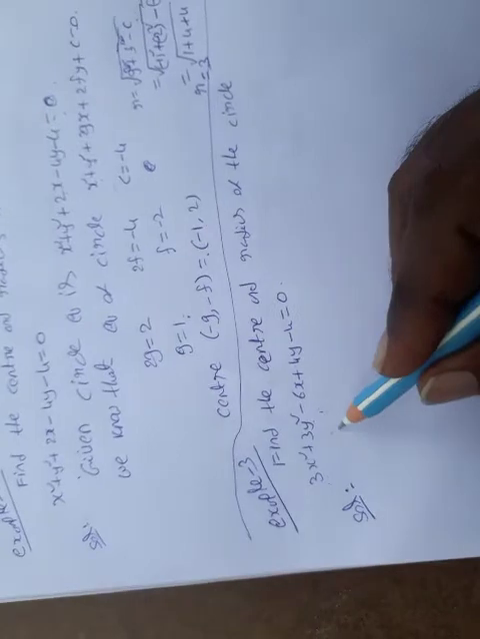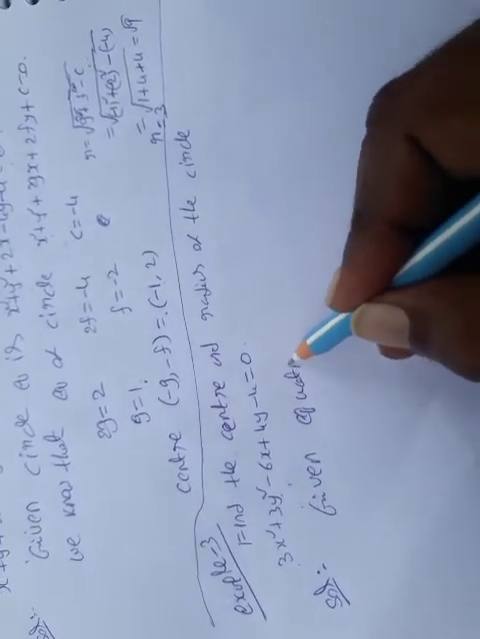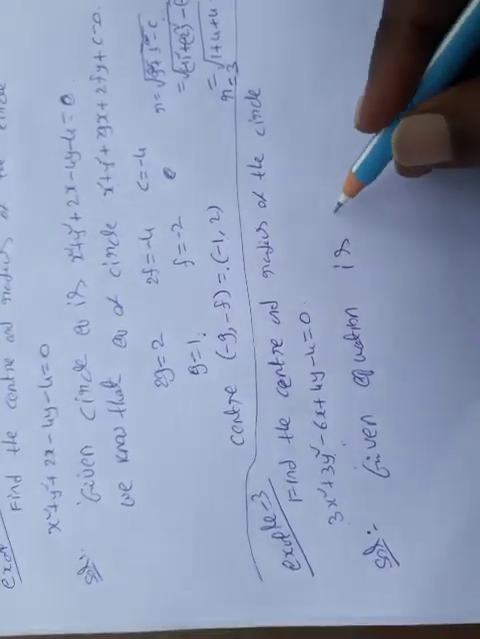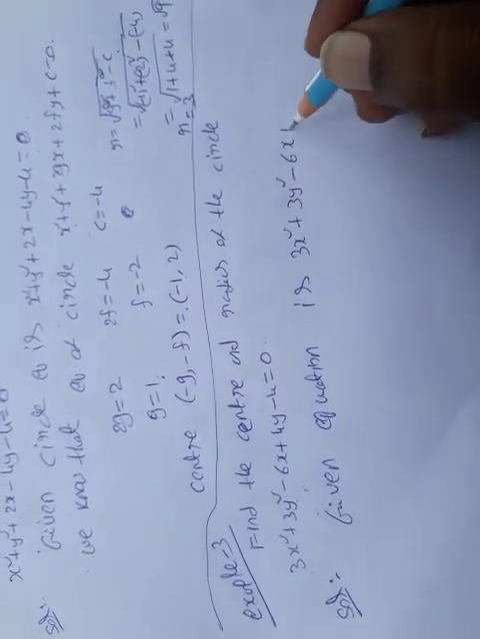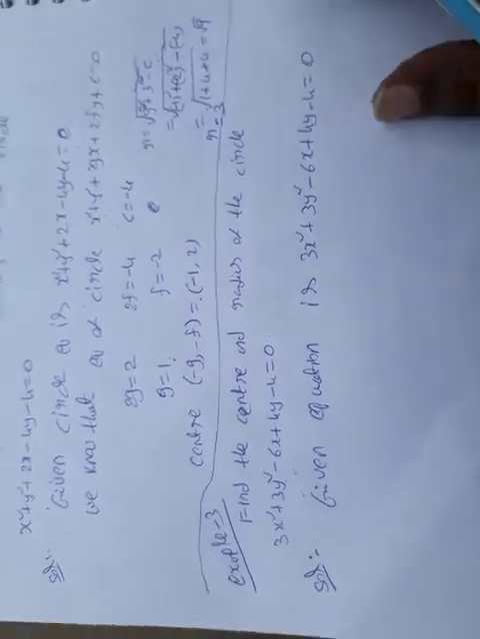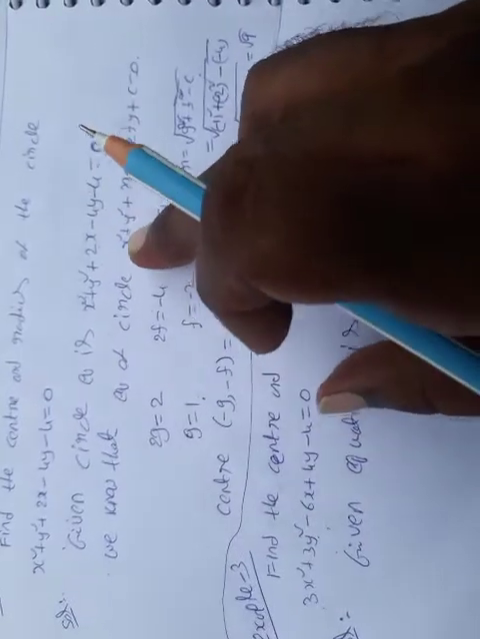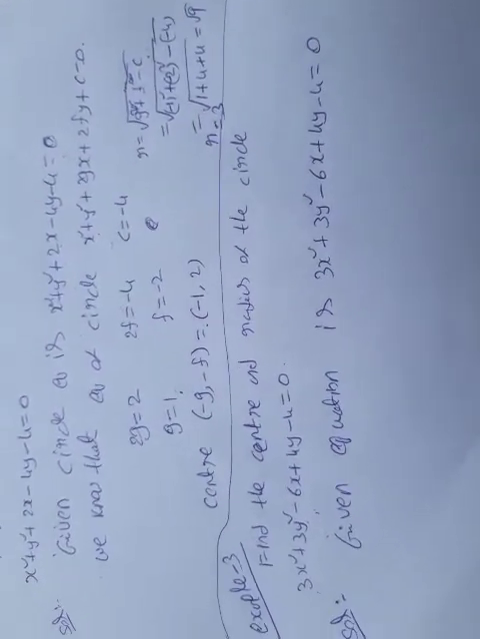First of all, we write the given equation. The given equation of the circle is 3x square plus 3y square minus 6x plus 4y minus 4 is equal to 0. We know the general form of the circle equation, that is x square plus y square plus 2gx plus 2fy plus c is equal to 0.